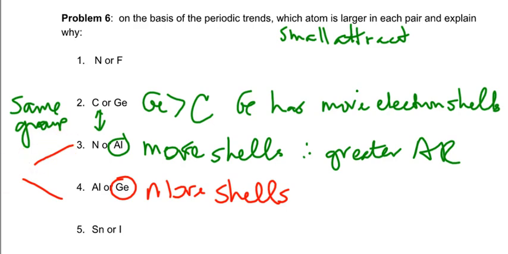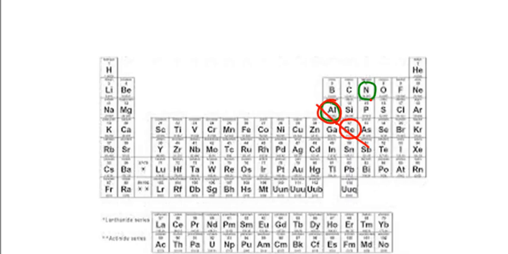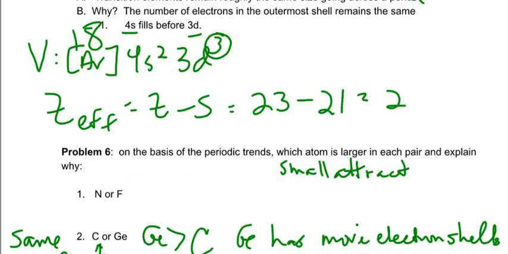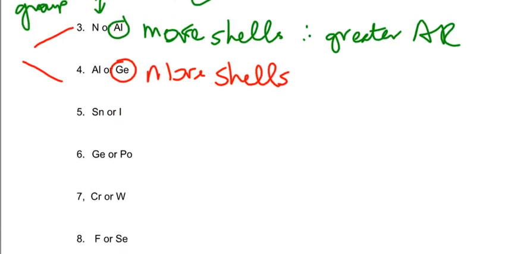So what about tin and iodine? Well, let's take a look at where tin and iodine are. So here's tin. Oh, thank goodness they're in the same period. Okay, so this is going to be a no-brainer. They're in the same period. Okay, so what we can look at is their effective nuclear charge. And so you could say that tin has an effective nuclear charge of 4, where iodine has an effective nuclear charge of 7.